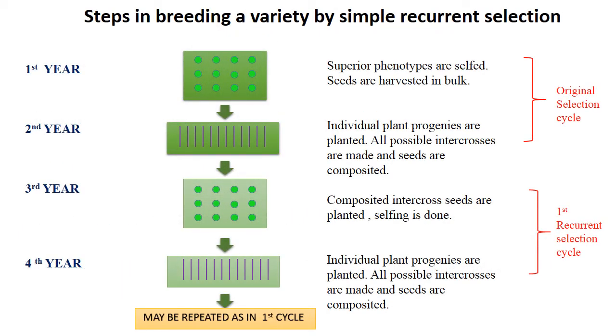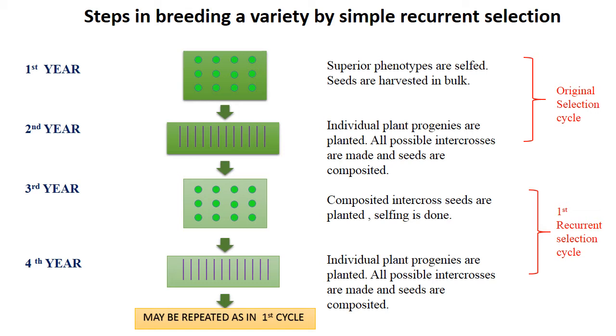The breeding scheme of simple recurrent selection. One cycle of simple recurrent selection takes 2 seasons or 2 years. In the first step, superior phenotypes are selected. Seeds are harvested in bulk. In the second year or second season, individual plant progenies are planted. All possible intercrosses are made and seeds are composited. And these composited intercrossed seeds are planted in the next season, and then selfing is done.